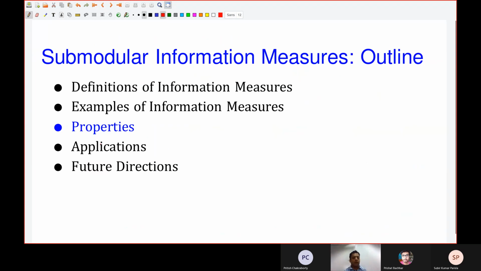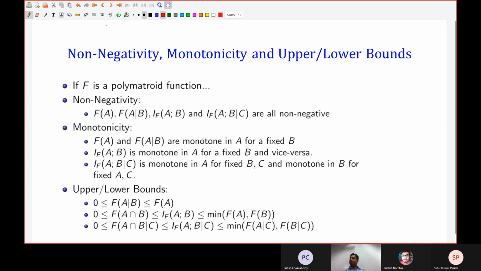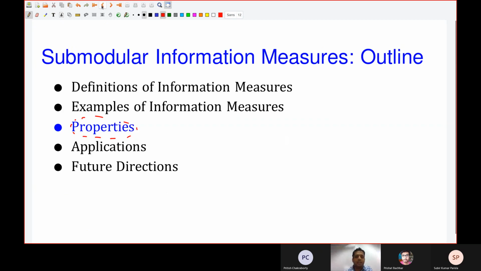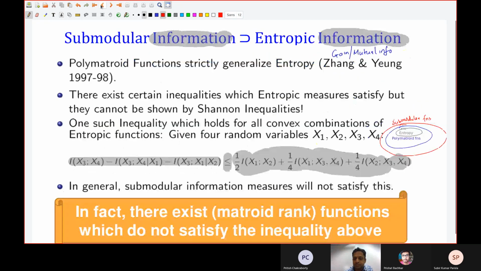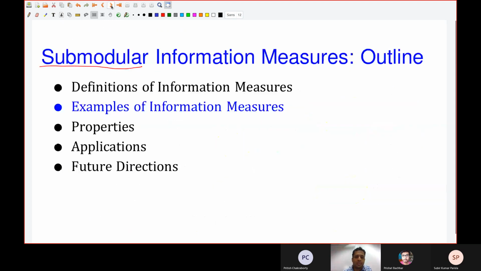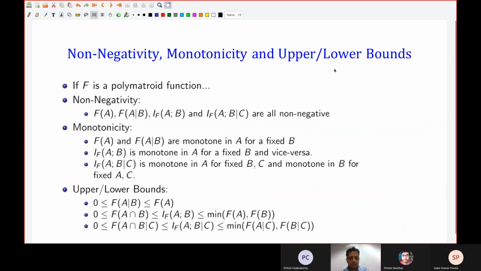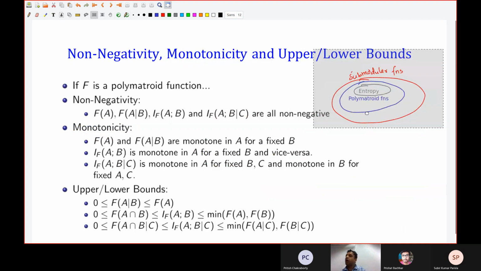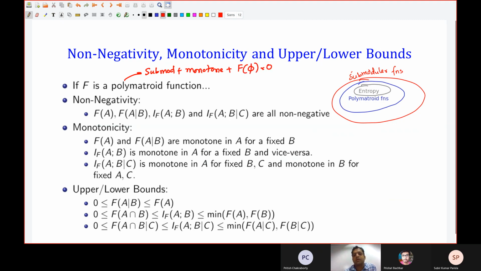Okay, what are other properties? So we're going to run over these examples. I wanted to spend a little bit more time, but for properties, we again want to just understand those properties. Okay, so if f is a polymatroid function, so recall that we had that image. Good to have that image all the time. This image is important. Okay, what happened? So remember that polymatroid functions, generalized entropy, they had monotone, right? Submodular plus monotone plus normalized. It's called normalized, right?